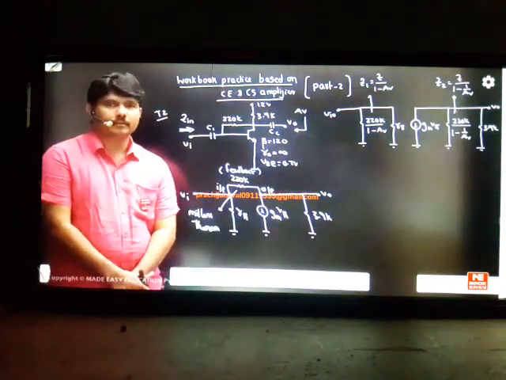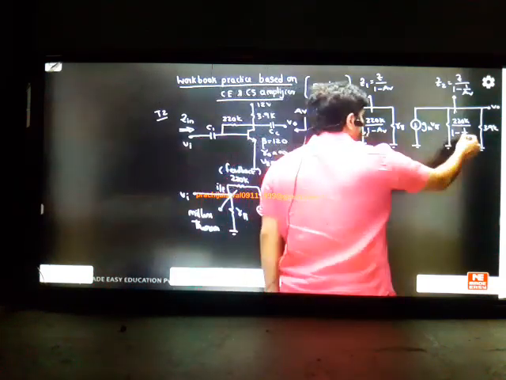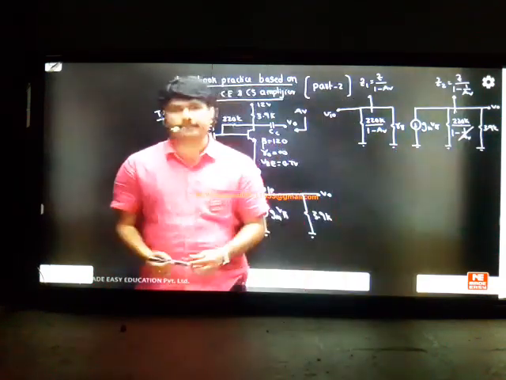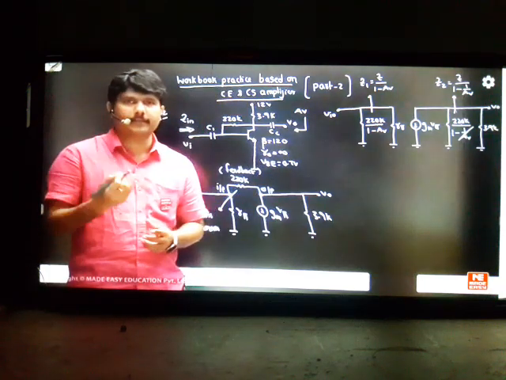So now, can you expect? AV is unknown here. If you want AV, what we'll do is we'll neglect it, because open loop gain is AV. That AV is not the closed loop gain, it's the open loop gain. Open loop gain is always high. So we'll assume that 1 by AV is neglected at the final stage.